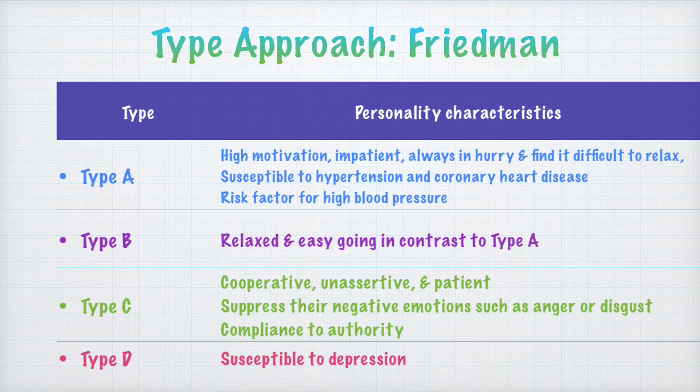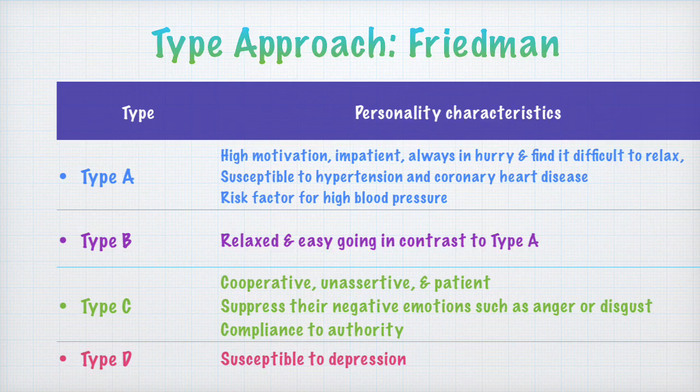Compliance means that they are very obedient in nature. So they obey the authority. They cannot say no, they cannot give their own viewpoint, and when it comes to authority, they are too compliant or they are too obedient.